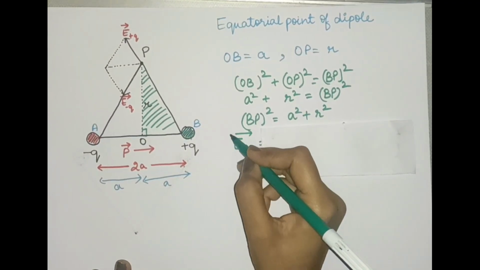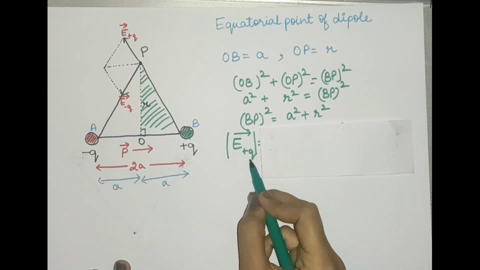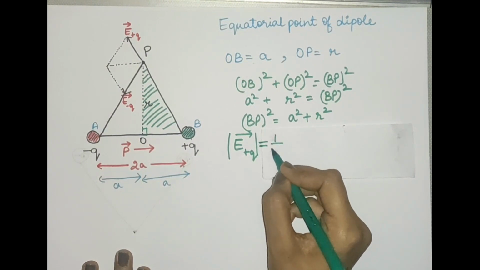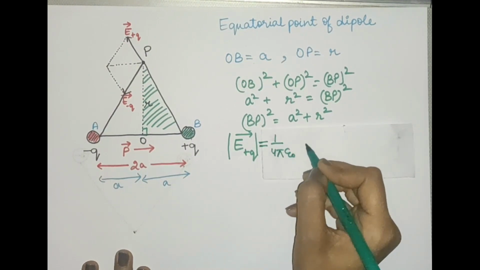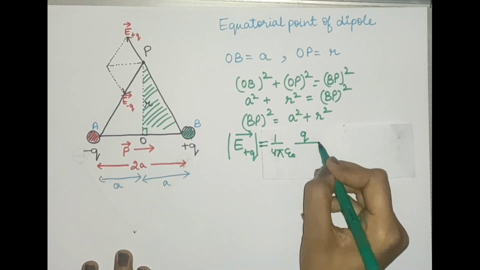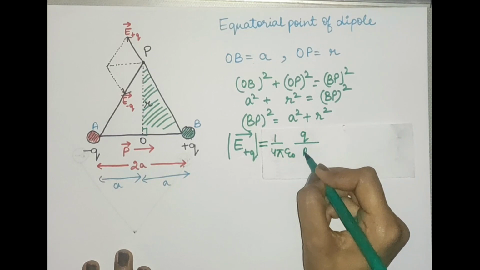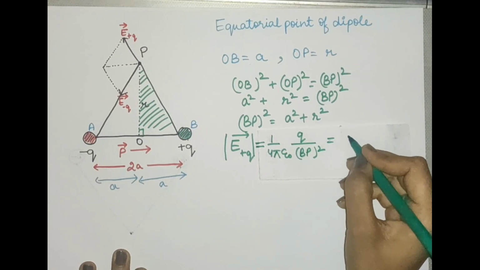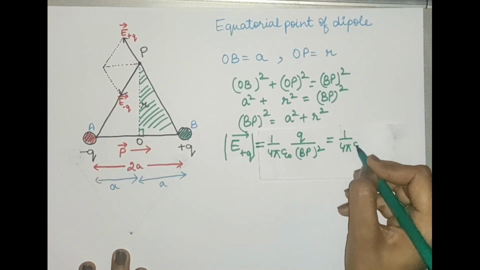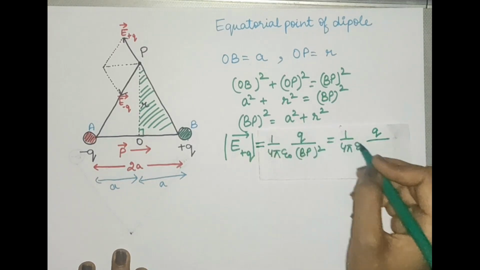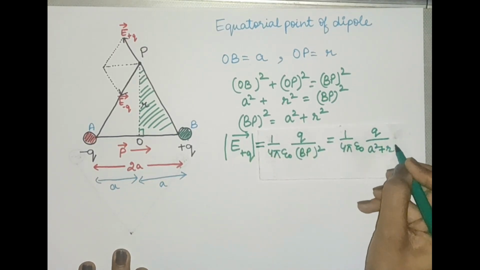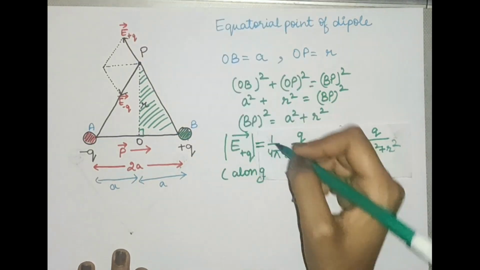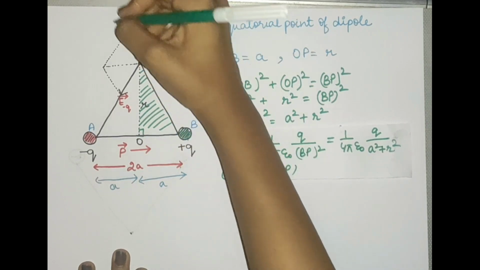Now let us try to find the magnitude of electric field due to charge plus q at point P. Its magnitude will be equal to 1 upon 4 pi epsilon naught, q upon the distance BP square. So we get 1 upon 4 pi epsilon naught q upon a square plus r square, and this electric field is directed along BP since it is radially outwards.